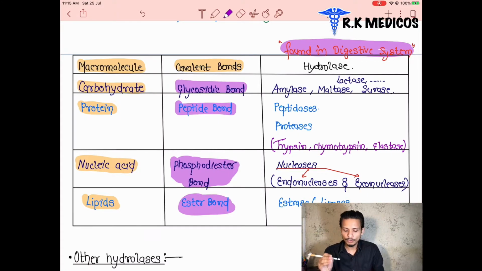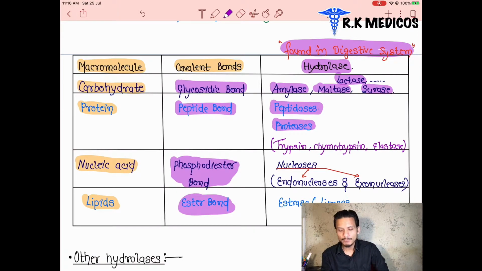So we know these hydrolases break our food particles, basically the macromolecules present in the stomach or the intestine. In the carbohydrate, several types of enzymes are acting: amylase, maltase, lactase, sucrase, and basically many more. They all act on the carbohydrate source. Next, on the protein source, there are enzymes such as peptidase and protease, and the proteases are of several types like trypsin, chymotrypsin, and elastases.